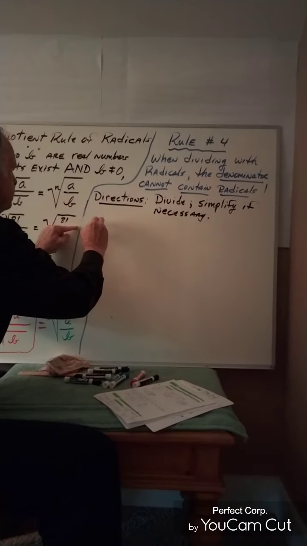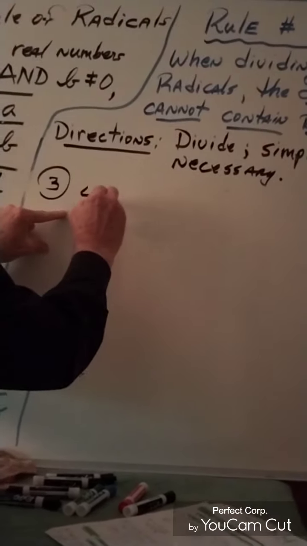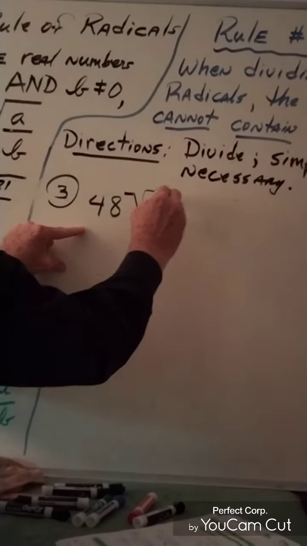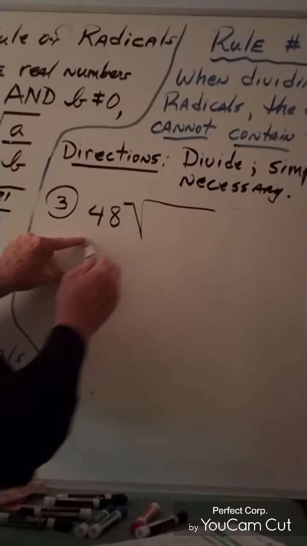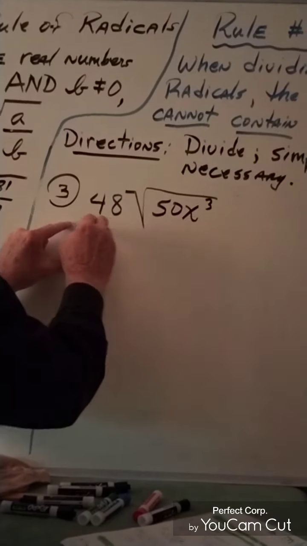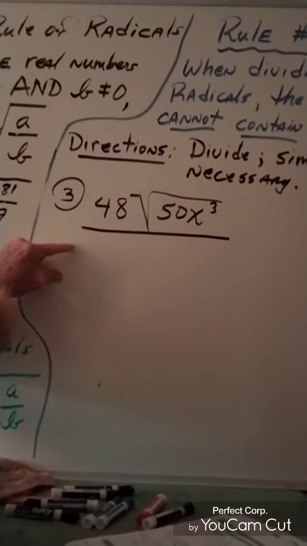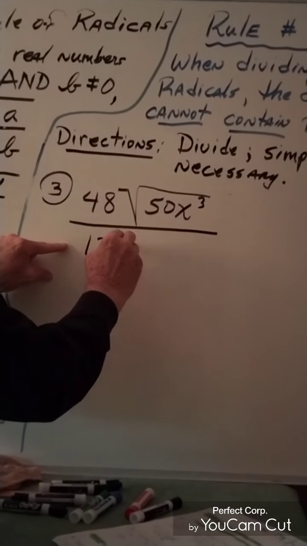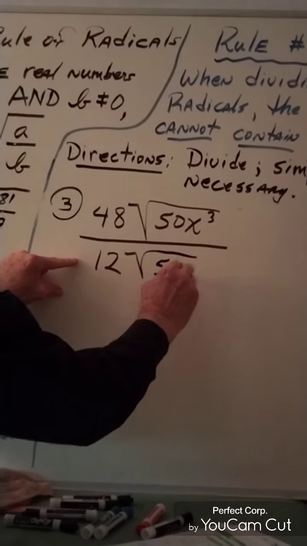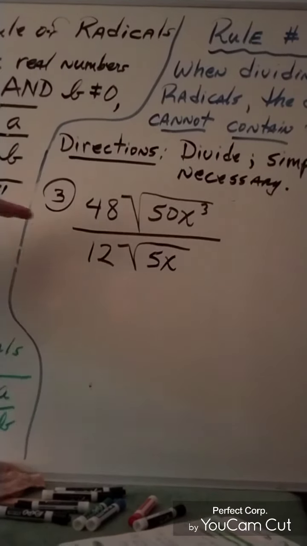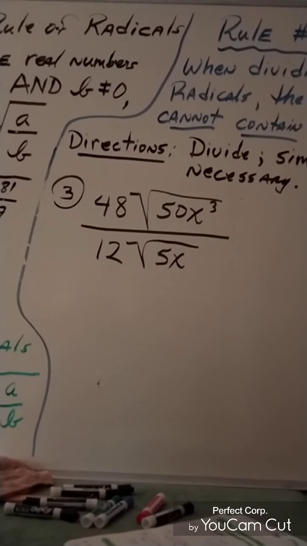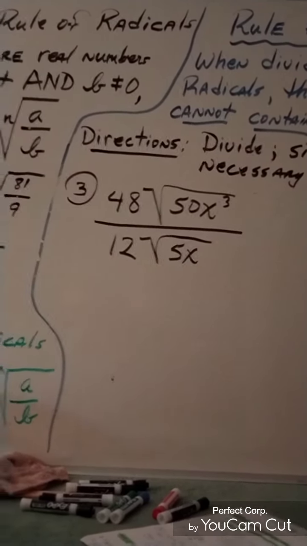Number 3. 48 multiplied by the square root of 50x cubed divided by 12 multiplied by the radical of 5x. So you see the presence of the fraction bar? That means divided by.